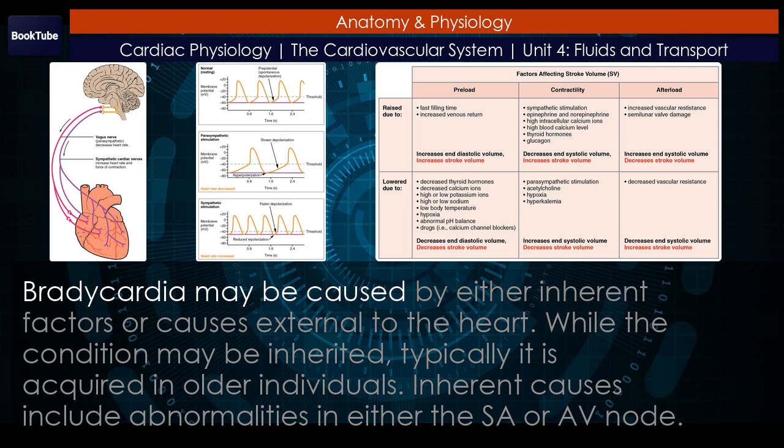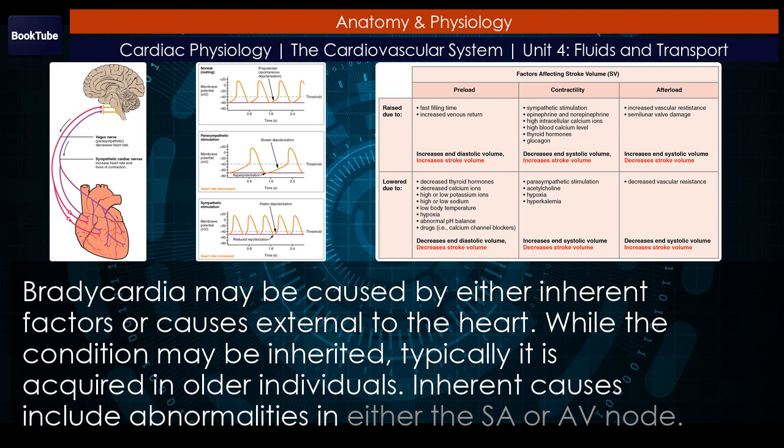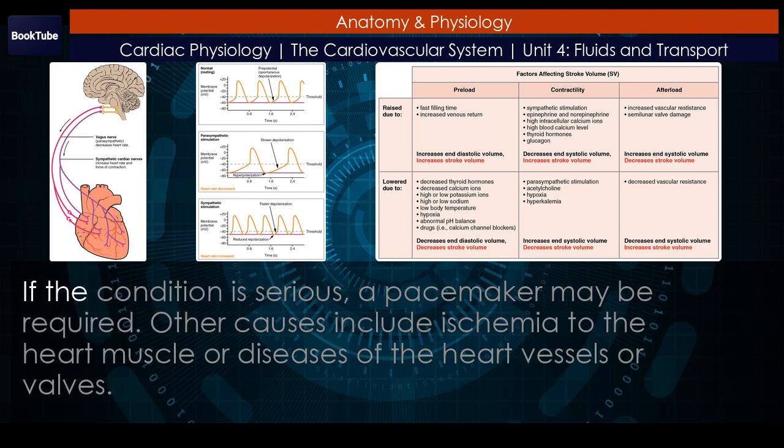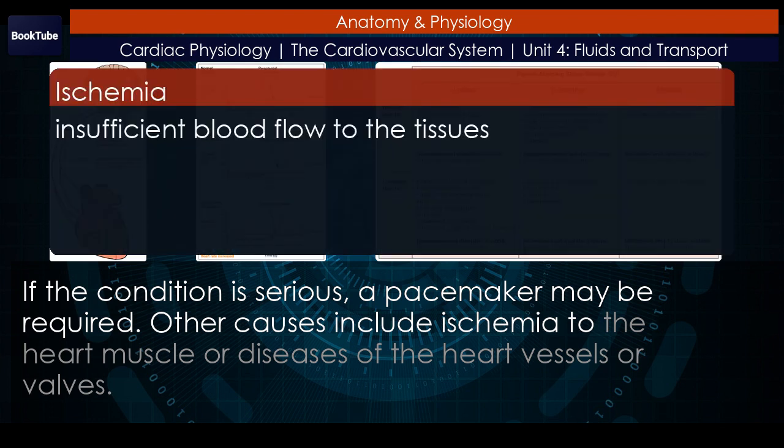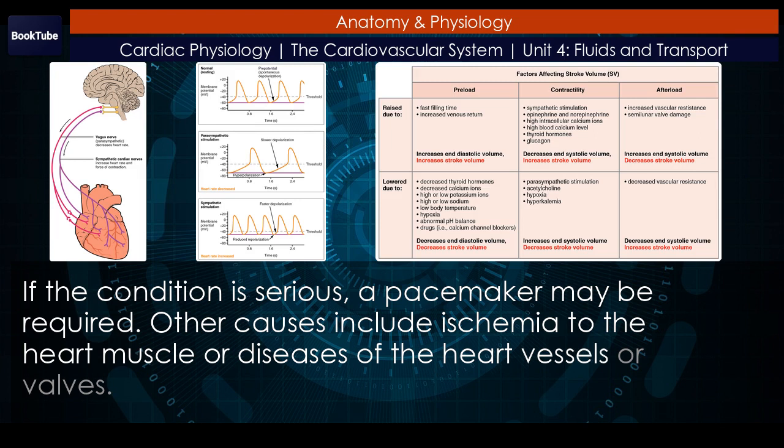Bradycardia may be caused by either inherent factors or causes external to the heart. While the condition may be inherited, typically it is acquired in older individuals. Inherent causes include abnormalities in either the SA or AV node. If the condition is serious, a pacemaker may be required. Other causes include ischemia to the heart muscle or diseases of the heart vessels or valves.